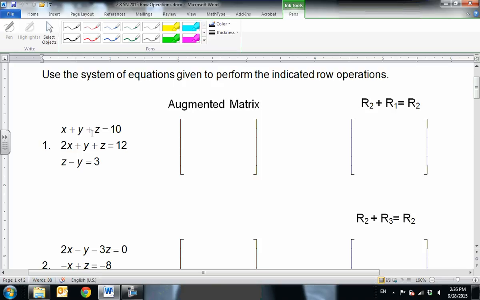So what you're going to do is you're going to start by looking at your system here. And we're going to think. Sorry, I'm using this new system. We'll see if it works.